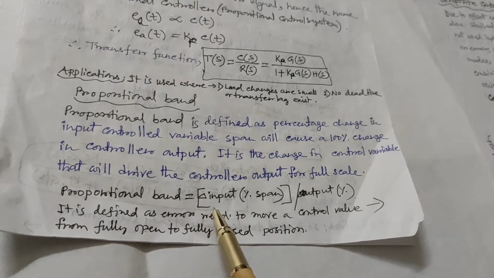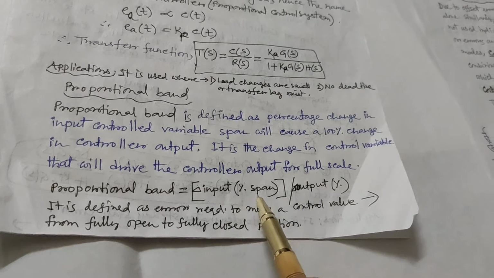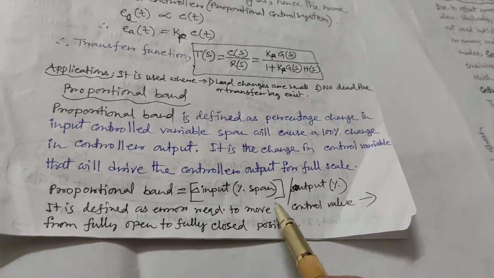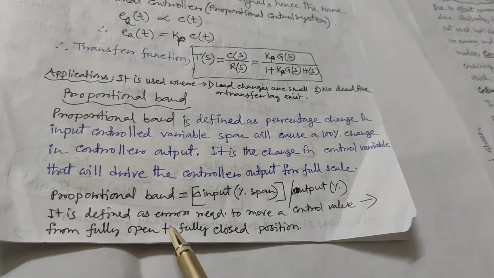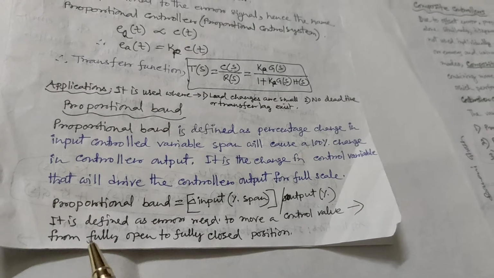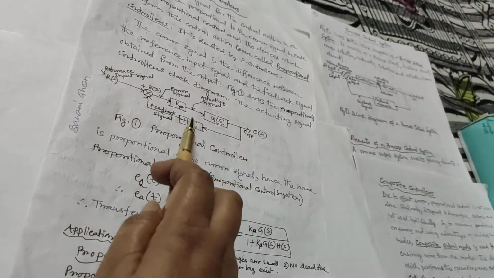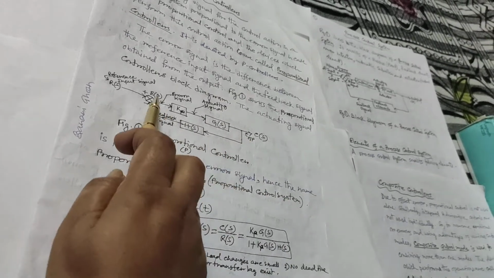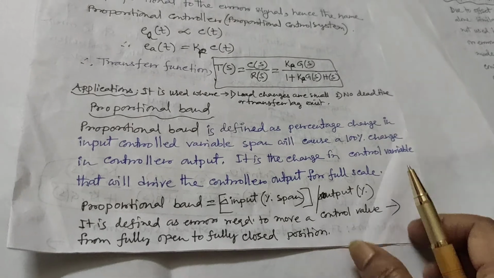Proportional band equals the change in input with full span, 100% span, divided by the change in output in percentage. It is defined as the error required to move a control valve from full scale open to full scale closed position. This is the proportional band.